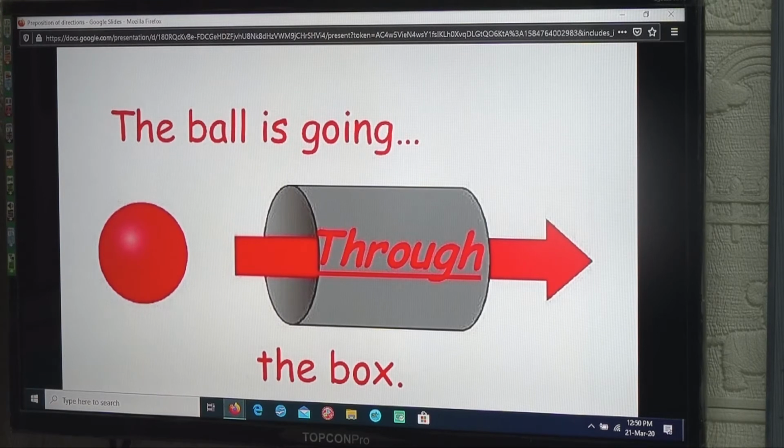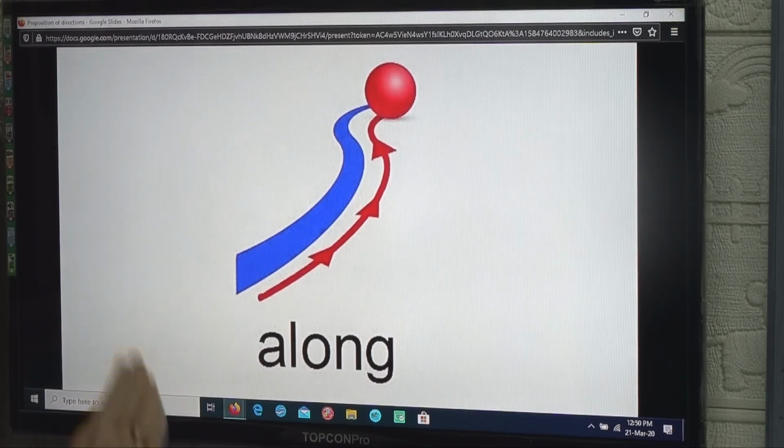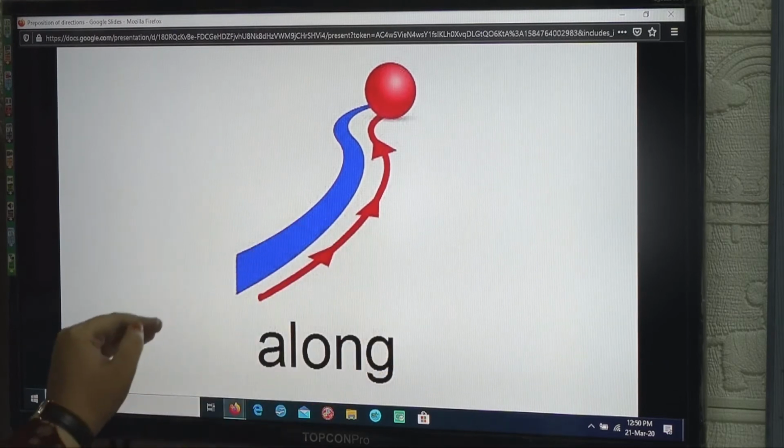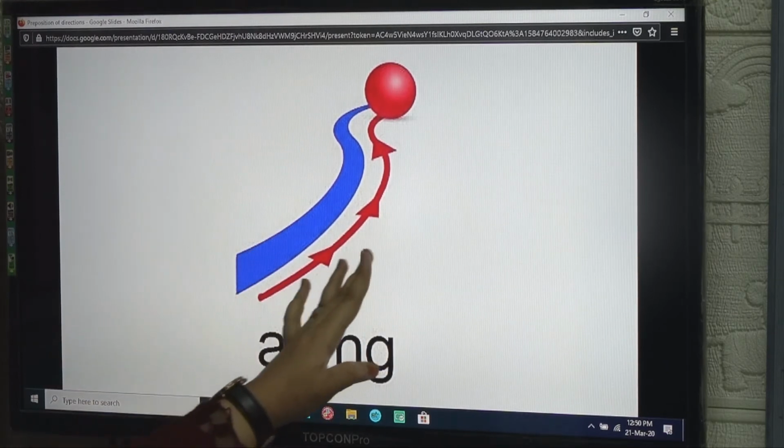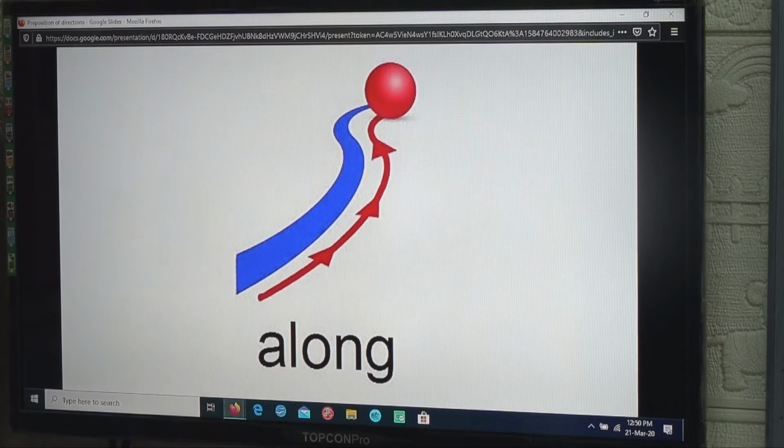Next one, through. The ball is going through the box. So the ball, in order to get there, has to go through the box, through something. Along, from one end to another end. The ball is rolling along the road or the street, whatever. I hope you understand the meaning. Now, I think we can start with our classwork finally.